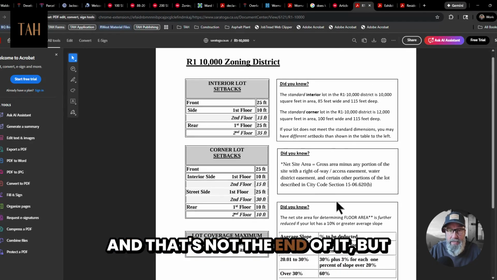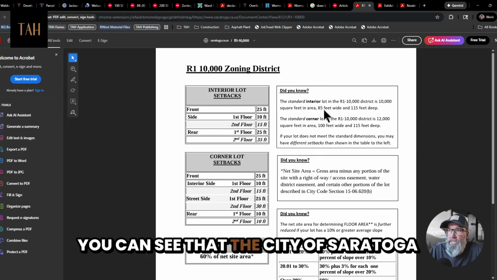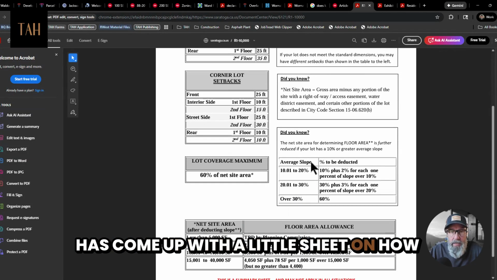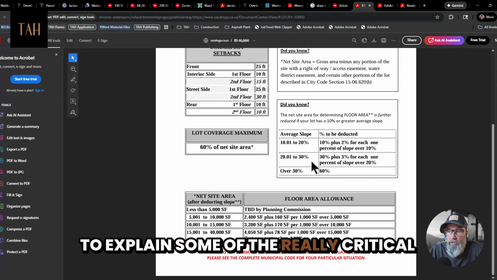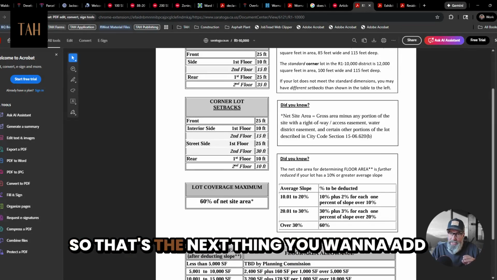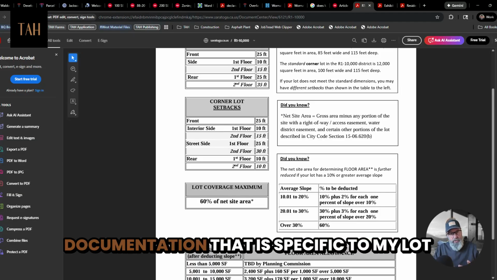And that's not the end of it, there's more and more. So you can see that the city of Saratoga has come up with a little sheet on how to explain some of the really critical aspects of a project. So that's the next thing you want to add to your list: do you have any documentation that is specific to my lot size?